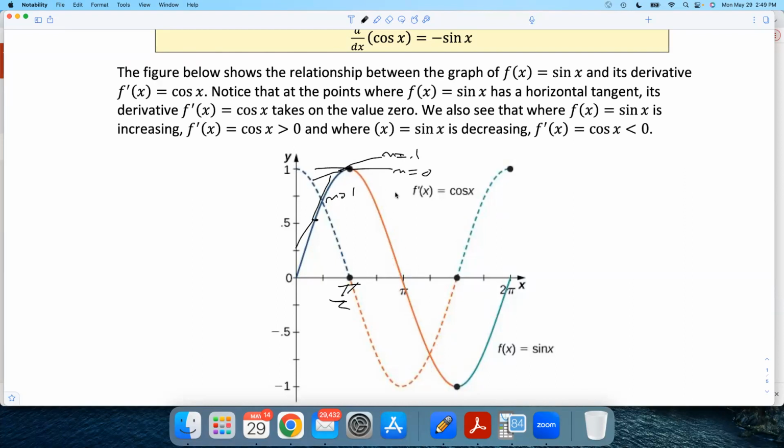Okay, now what about during this orange part? My function is decreasing. Remember, if your function is decreasing, your derivative is negative. Increasing, positive derivative. Decreasing, negative derivative. So the function's decreasing. Sine is going down. So all my derivative values have to be negative for this entire region right here. Negative derivative, starting at 0 and ending at 0. See, my slopes here are 0, so the derivative will be 0.